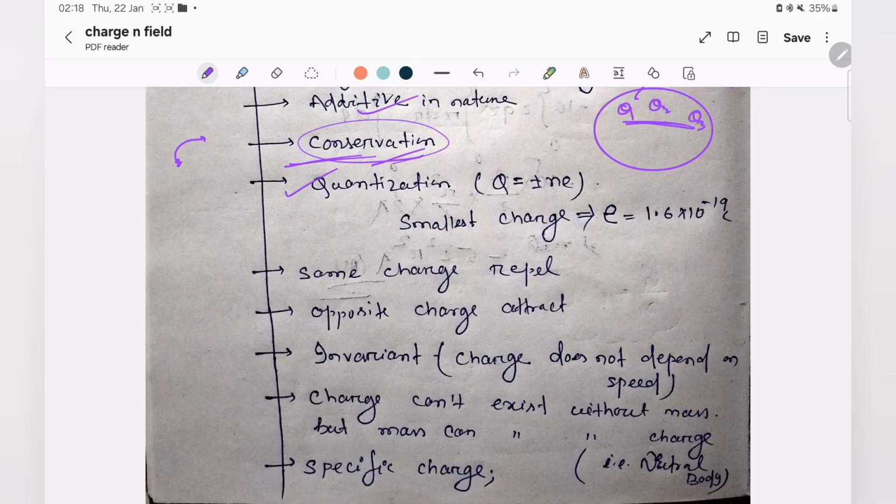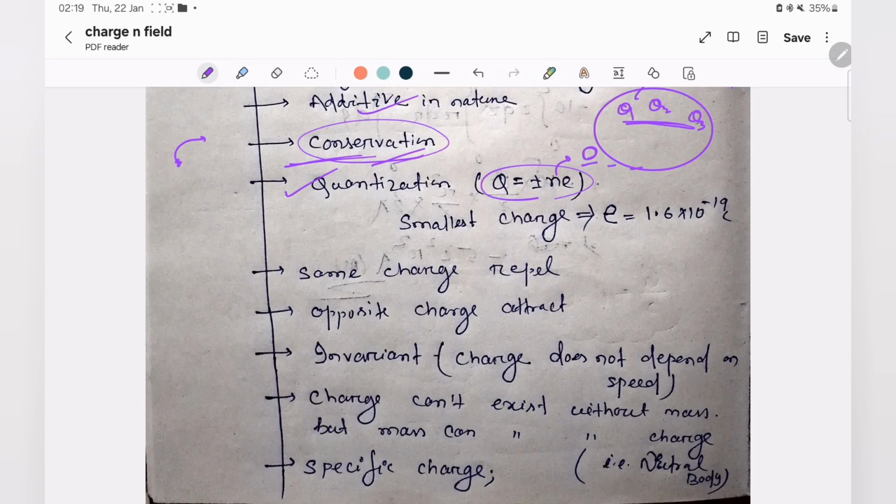It is also quantized, which means Q is plus or minus n e, where n stands for an integer. So we are transferring electrons in the form of whole numbers. We cannot transfer electrons in fractional or decimal form. We have to transfer electrons on a whole number basis.